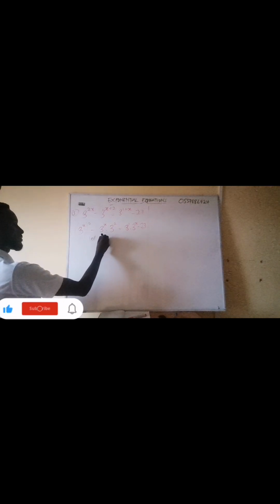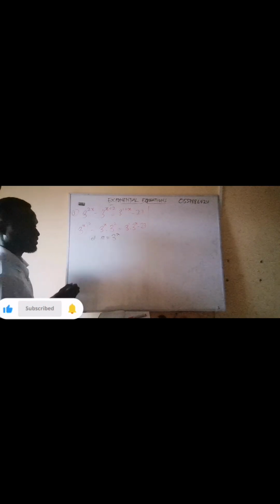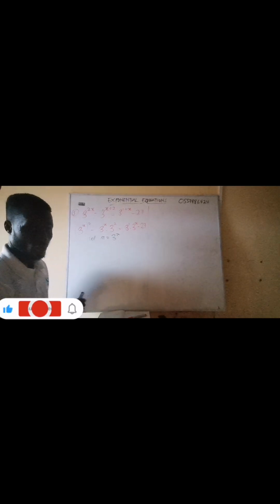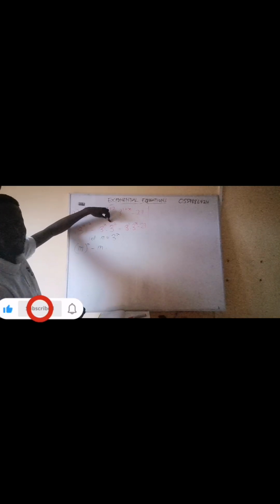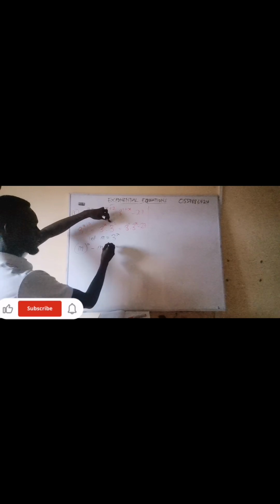Now, I'm going to say that let m be equal to 3 exponent x. So where I see 3 exponent x, I'm going to put m there. So I have m here, exponent 2. Now this one is m. Now what is 3 exponent 2? It's 9.